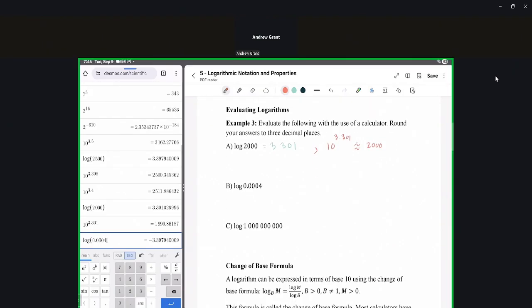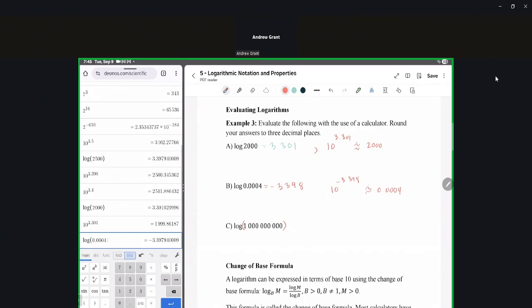0.0004. And so the answer to this question is negative 3.398, some small number. And so again, I should mention that if you take 10 to the power of negative 3.398, you'll get about 0.0004. And so for this last one here, we've got log of, that's a 1 followed by 9 zeros.